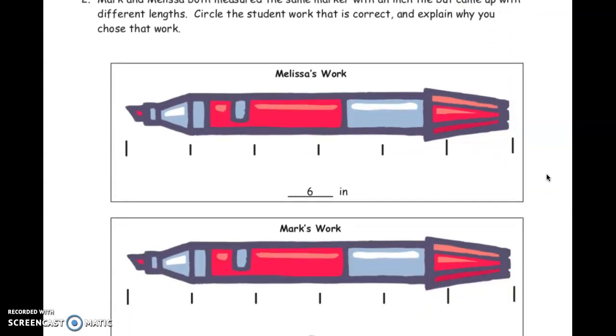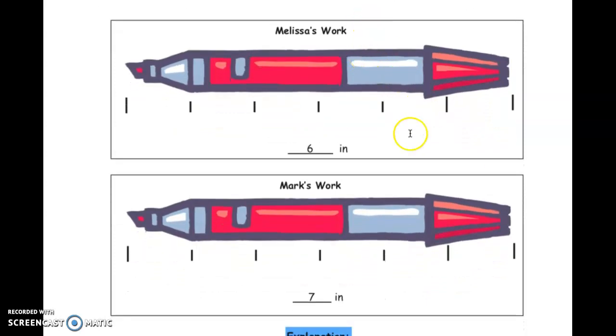So let's take a look at Melissa's work and Mark's work. Melissa said it was 6 inches, and Mark said it was 7 inches. So let's count ourselves to see who's right. Remember, when you're counting, you want to count the space in between because this is an inch, because they used an inch tile. So I'm going to see how many jumps it takes starting at 0.